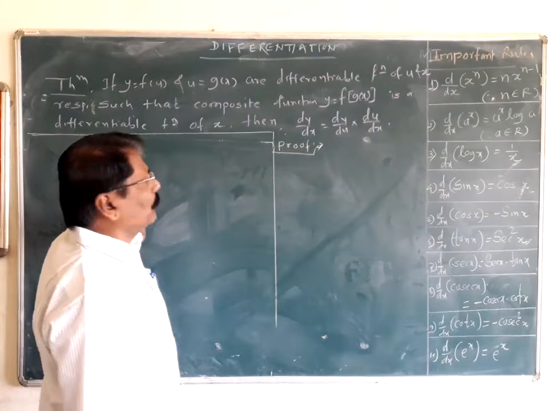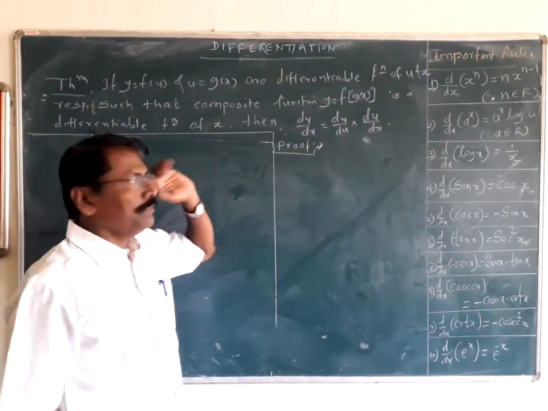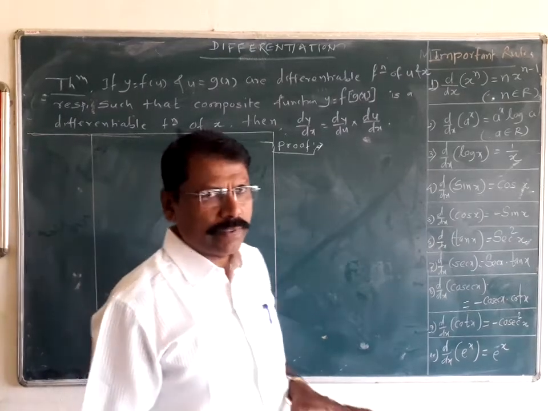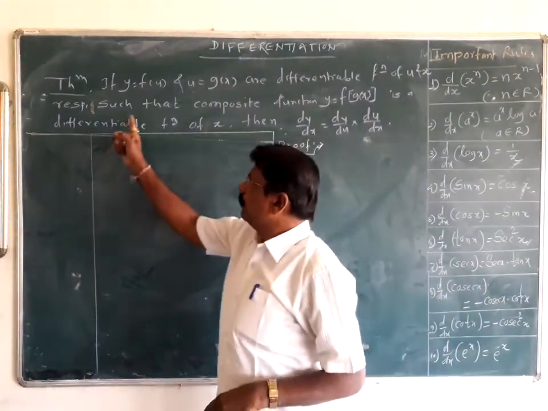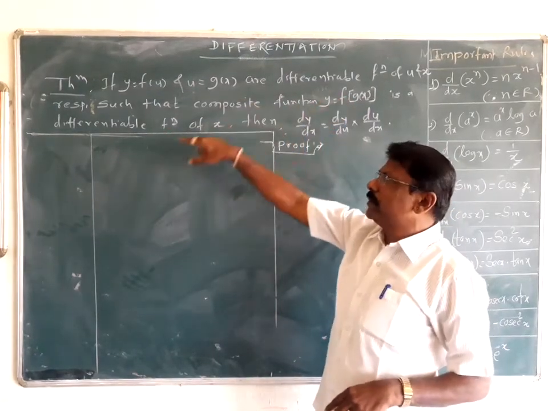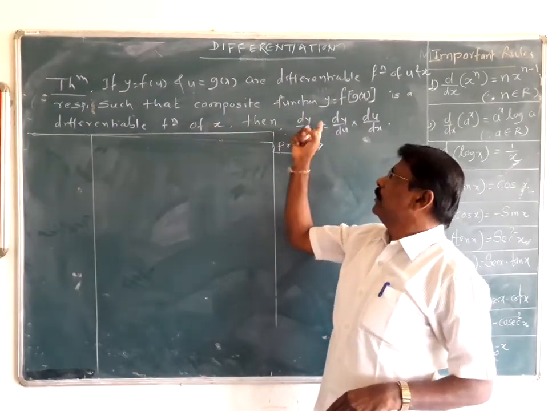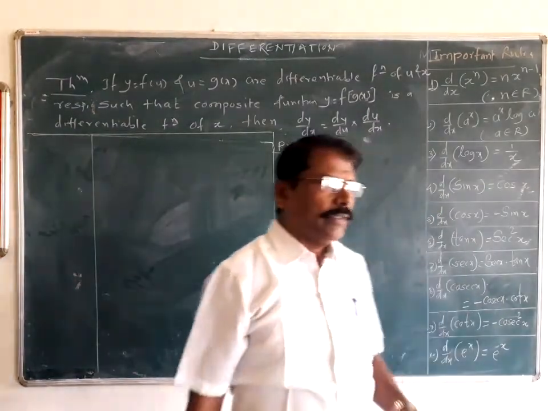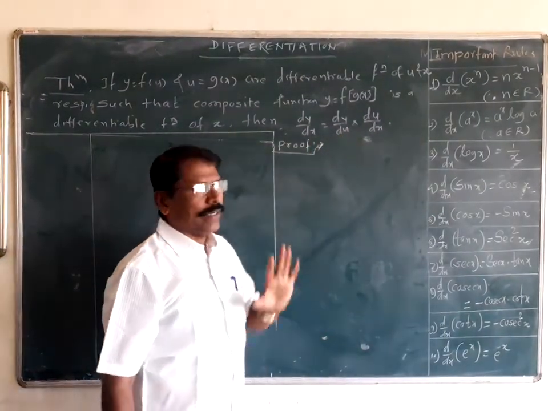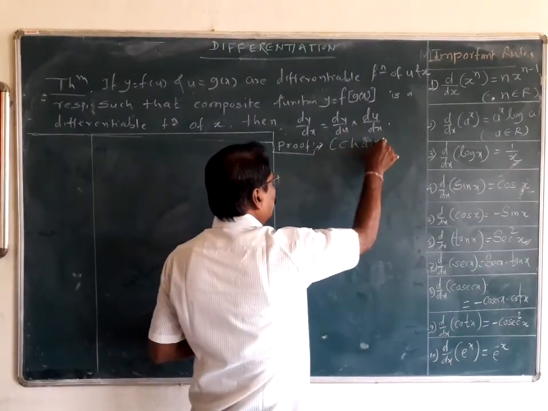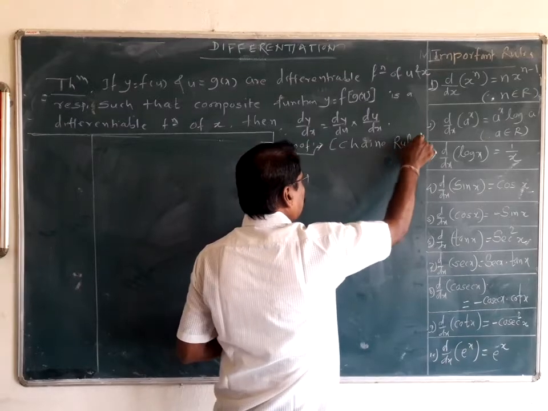If y is a function of u and u is a function of x, both are differentiable functions of u and x respectively, then the composite function y = f(g(x)) is also differentiable with respect to x, and the derivative of y is equal to dy by du into du by dx. This is known as the chain rule.